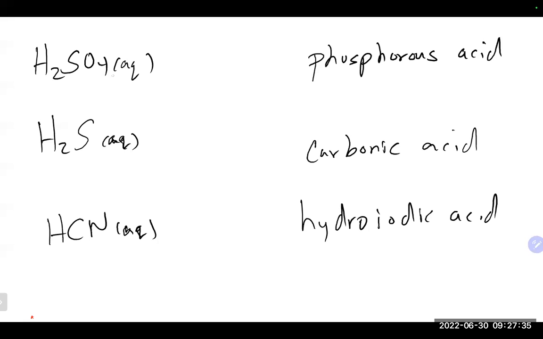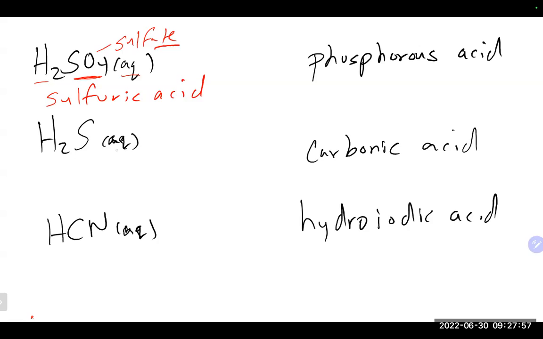So starting with the first one, I see aqueous, I see hydrogen, I see sulfate. So I know it's an acid. I see oxygen in there, so we want to focus on this guy, which is sulfate, ATE, which means this should be sulfuric acid. Any questions on that name there?